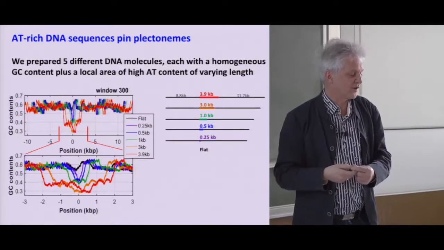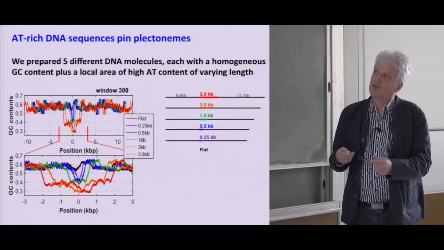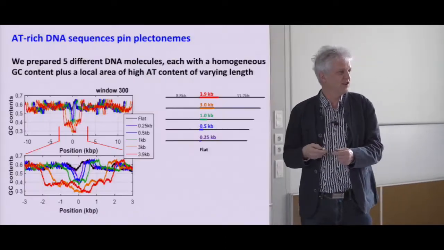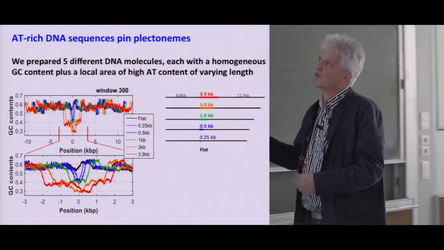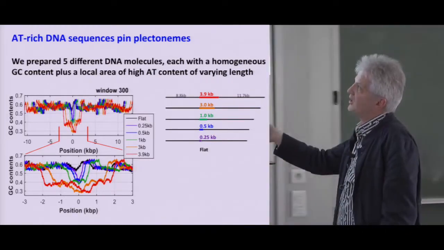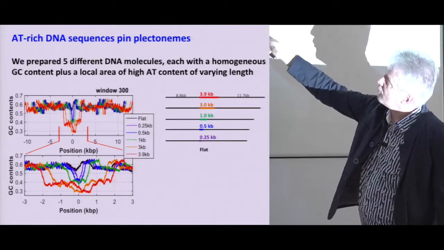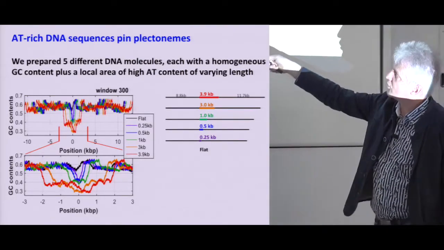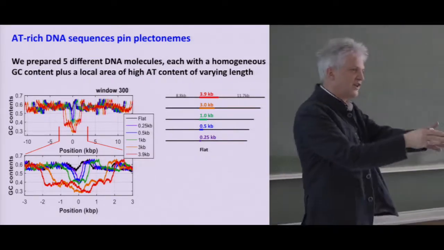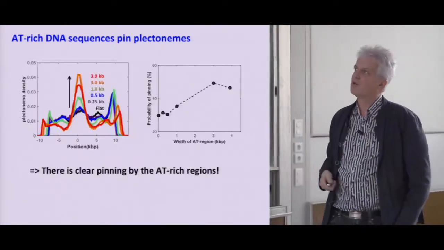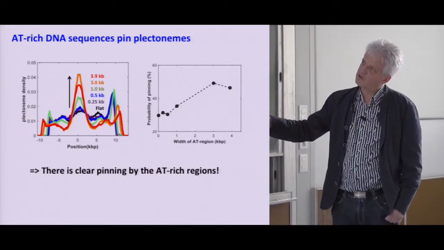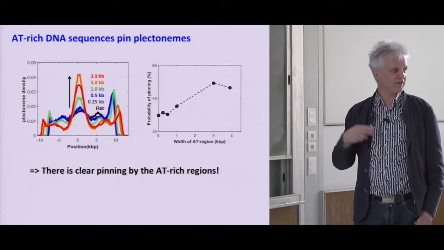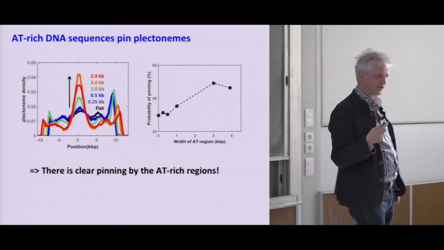of the plectoneme occurrence. So you might ask, why is it different? We guessed it has to do with this AT-GC content. So we constructed a number of molecules where we have a high AT region, so low GC, high AT, in a high GC background. And we made that longer and longer. We started with 250 bases in a row, up to 4,000 in a row. And lo and behold, you saw a very strong peak emerging if you make this large AT region. So apparently this pinning correlates with AT regions of DNA.